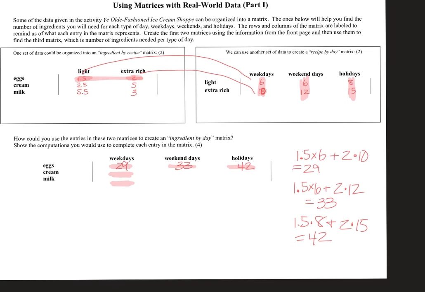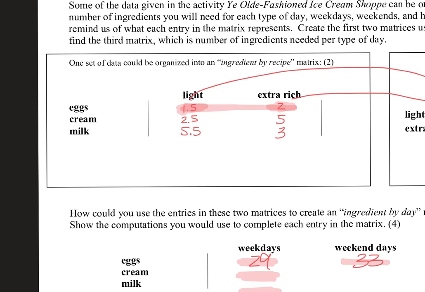All right, so let's talk about the second row, which is now the cream row. How much cream do we need? Well, let's look at how much cream we need for light and extra rich. I'm going to erase kind of this bar right here. There we go. So now we want to look at cream. That means we're going to check out the 2.5 for the light and the 5 for the extra rich.